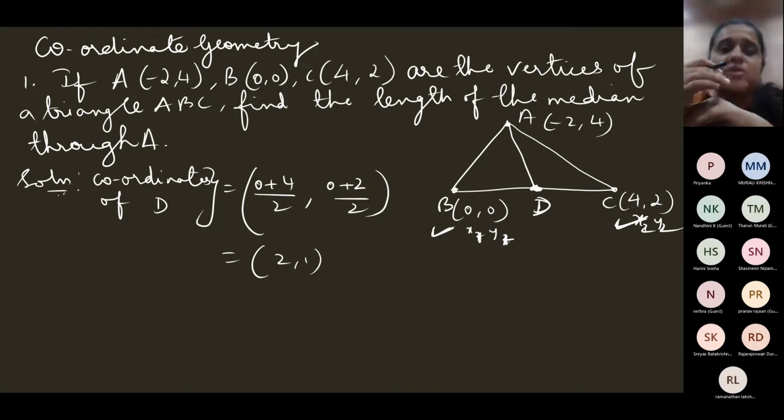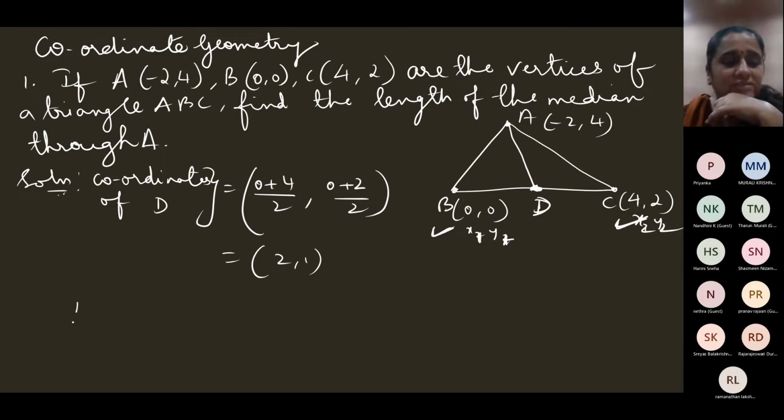To use the distance formula, here we have to find the length of the line segment AD. So you should know the coordinates of A and D. Now here we did not know the coordinates of D. We only knew the coordinates of A. So we first find the coordinates of D. Now you can apply the distance formula.